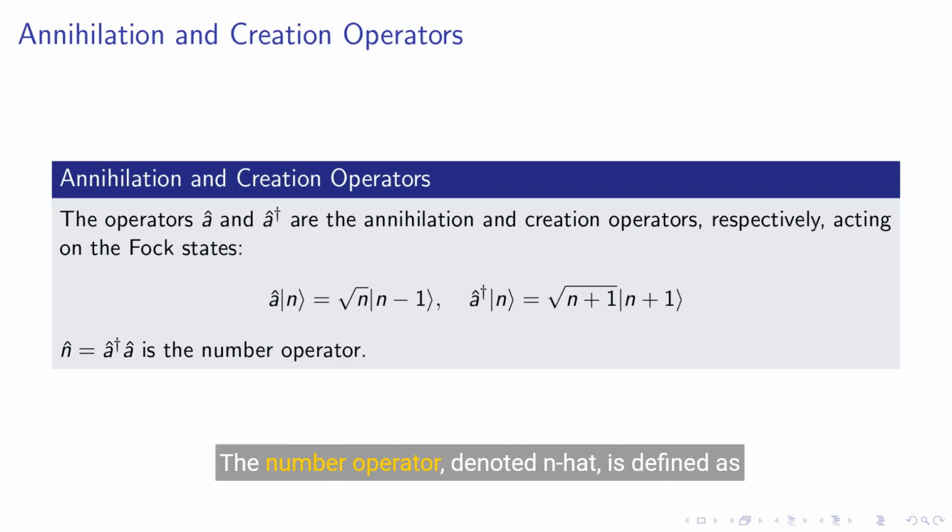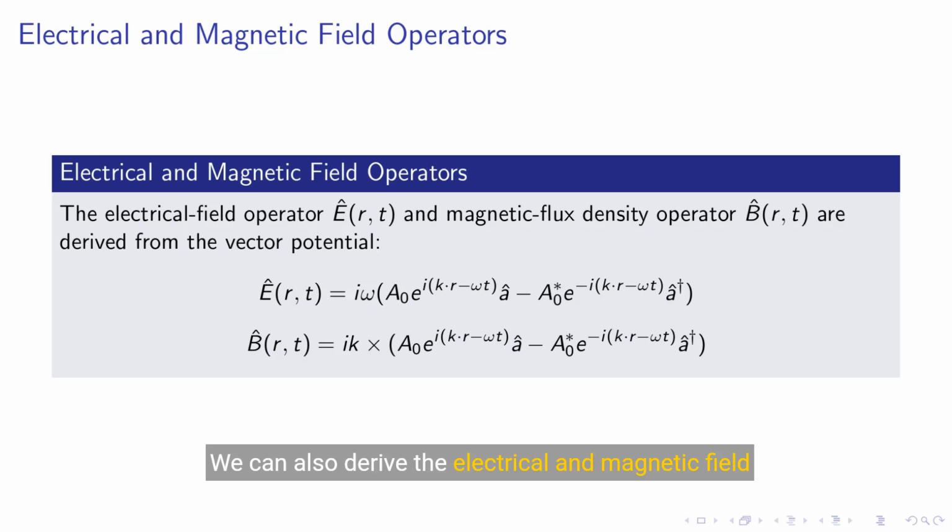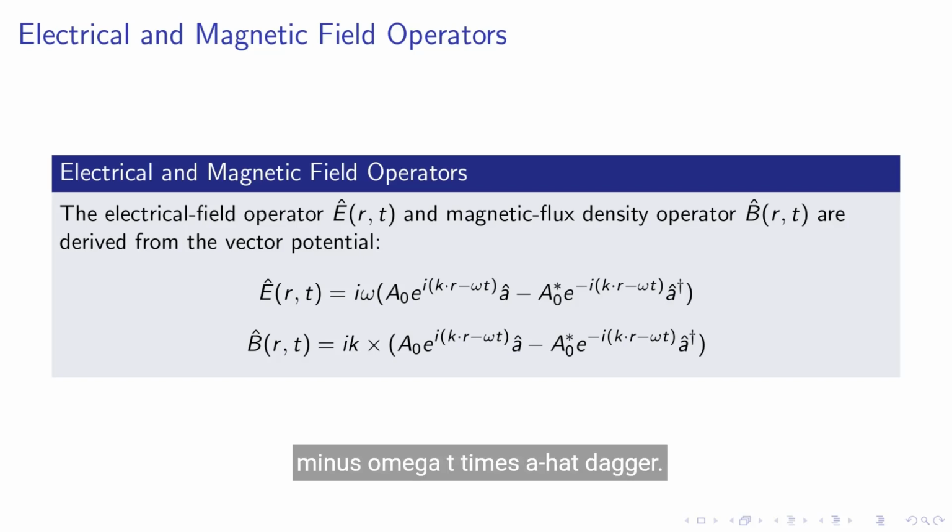The number operator, denoted n hat, is defined as a hat dagger times a hat. We can also derive the electrical and magnetic field operators from the vector potential. The electrical field operator E hat of r, t is defined as i times omega times the difference between A0 times the exponential of i times (k dot r minus omega t) times a hat and A0 star times the exponential of negative i times (k dot r minus omega t) times a hat dagger.